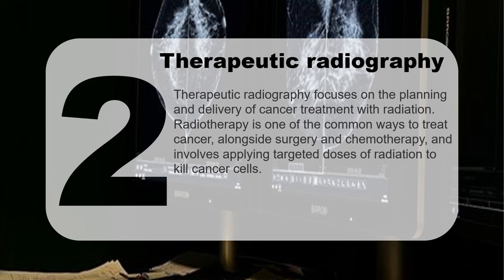Radiotherapy is one of the common ways to treat cancer alongside surgery and chemotherapy, and involves applying a targeted dose of radiation to kill cancer cells. And just like we saw, chemotherapy is also using chemical substances to treat cancer. If you get to your third year, you would learn about pathologies. Most of the pathologies involving cancer, when you look at the treatment plan, involve surgery, chemotherapy, and radiation therapy. So radiation therapy falls under therapeutic radiography. All right, that's another branch of radiography.